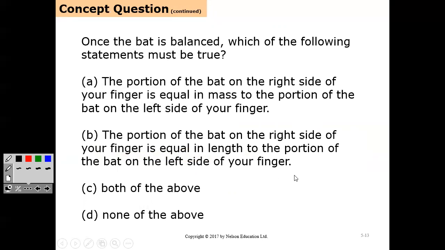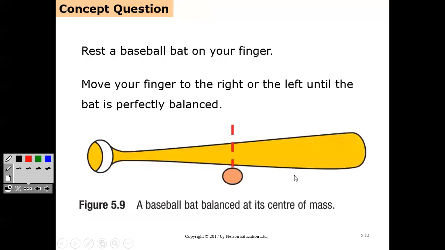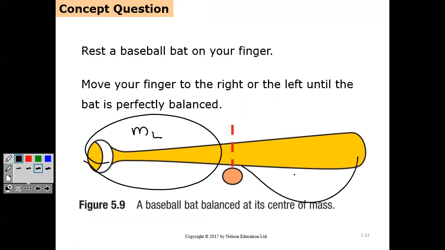The portion of the bat on the right-hand side is equal in mass to the portion on the left of your finger. Let me go back. What he's saying is that this mass, let me call it ML, and this mass, let me call it MR, are they equal? Yes, because... This is the center of mass.